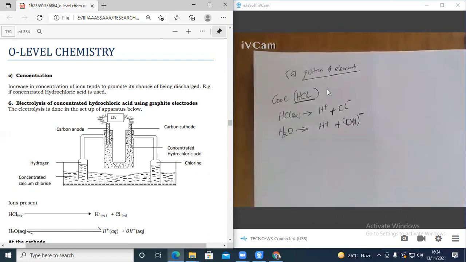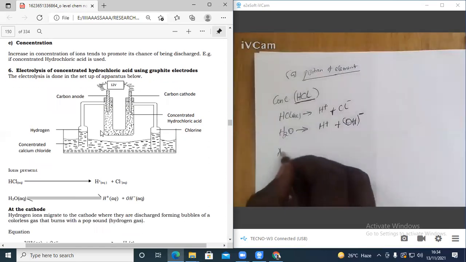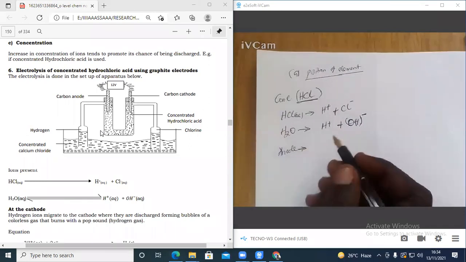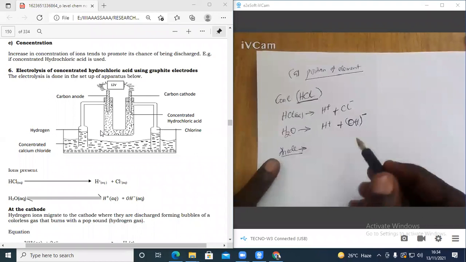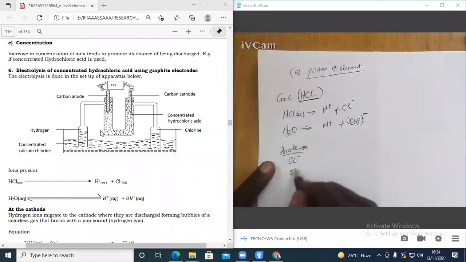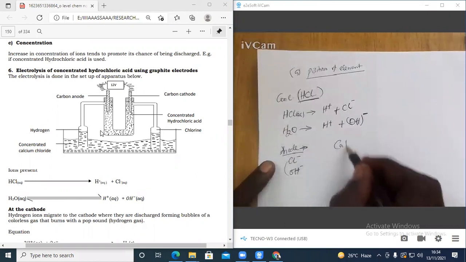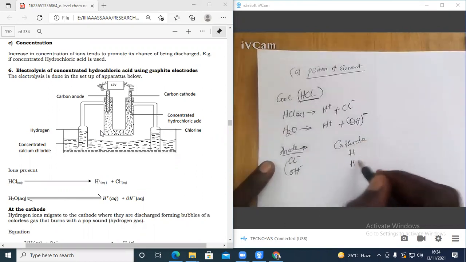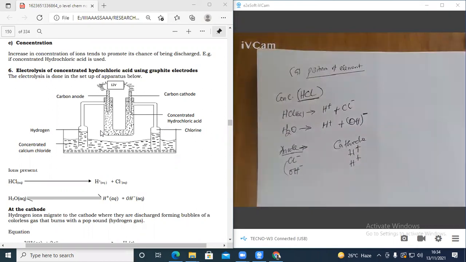Now, since this substance is concentrated, this is what we see at the anode. Since this one is positive, it attracts negative ions. We expect to see chloride ions and then hydroxide ions. And then at the cathode, we expect to see hydrogen and hydrogen. They are the same ions. Now, at the cathode, we are safe. We expect to see hydrogen gas, isn't it? Yes. What about the anode? What do you expect to see at the anode? Preferential discharge tells us that hydroxide ions will be taken up more than this.